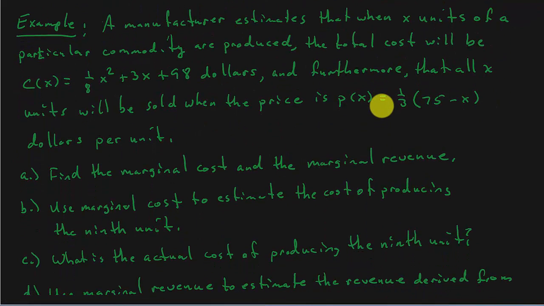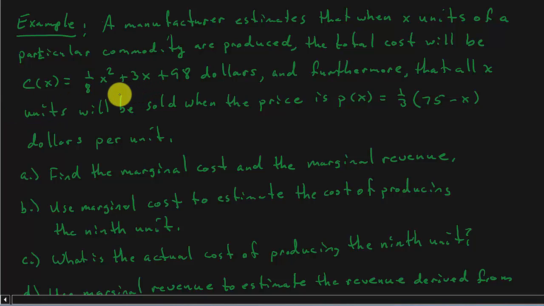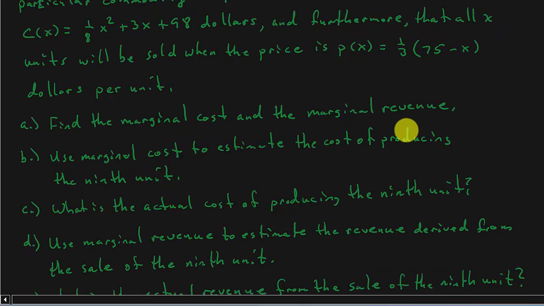It says a manufacturer estimates that when X units of a particular commodity are produced, the total cost will be C of X equals 1/8 X squared plus 3X plus $98. And furthermore, that all X units will be sold when the price is P of X, so this is your price, 1/3 times 75 minus X dollars per unit. So they want us to find the marginal cost and the marginal revenue.